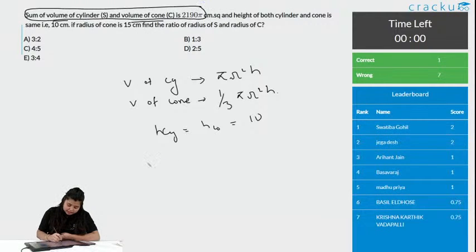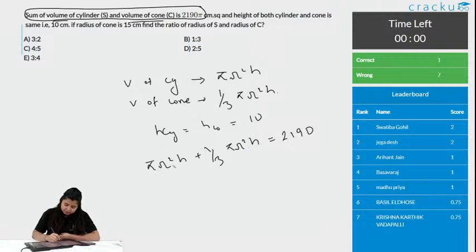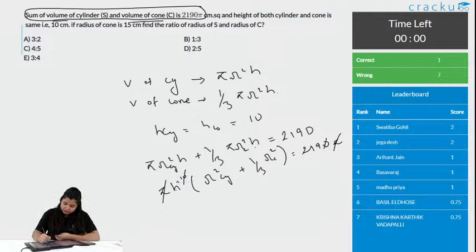Let us see, it is saying pi r square h plus 1 by 3 pi r square h is equal to 2190 pi. We know this is for the cylinder and this is for the cone. The rest are common, so take pi and h to be common. It is r square of cylinder plus 1 by 3 r square of cone is equal to 2190 pi. So pi and pi get cancelled here. We know h is equal to 10, so 0 and 0 get cancelled here.